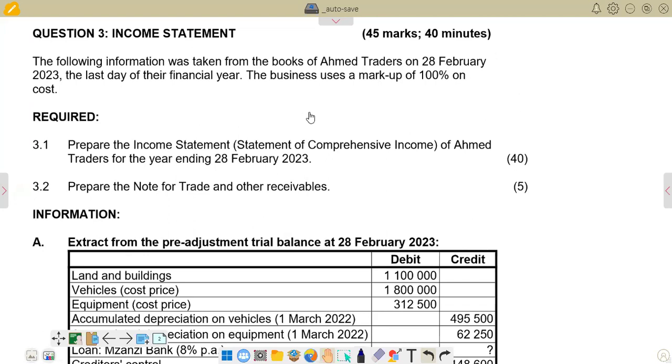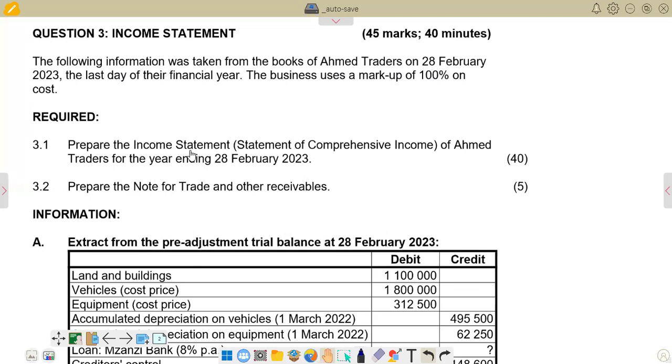In this video, we want to look at a question of June 2023, and this question is on the preparation of income statement. So we're going to go through what we have in the question and then answer the question that follows. The following information was taken from the books of Armed Traders on 28 February 2023, the last day of their financial year. The business uses a markup of 100% on costs.